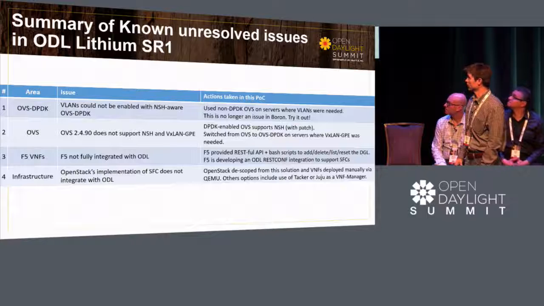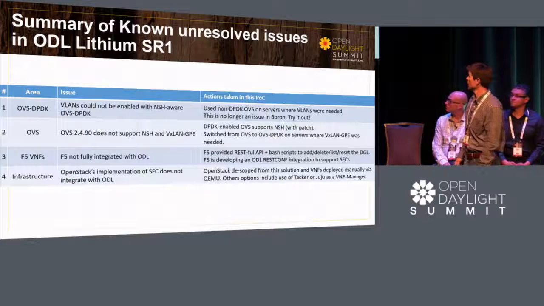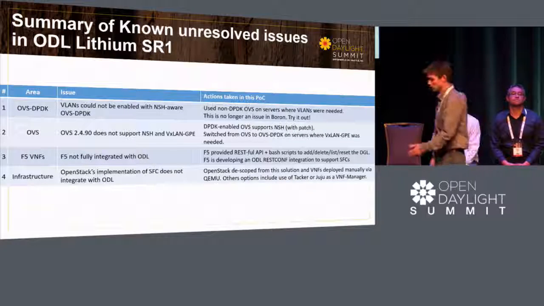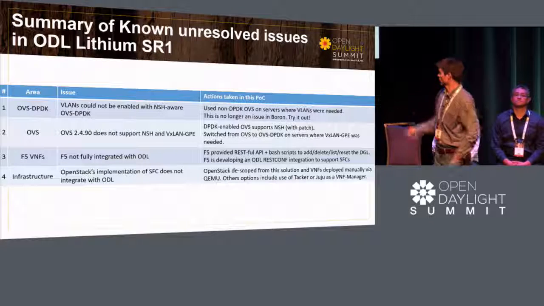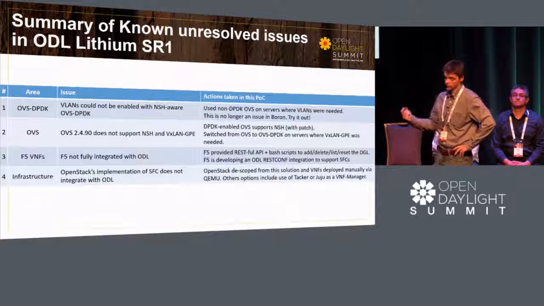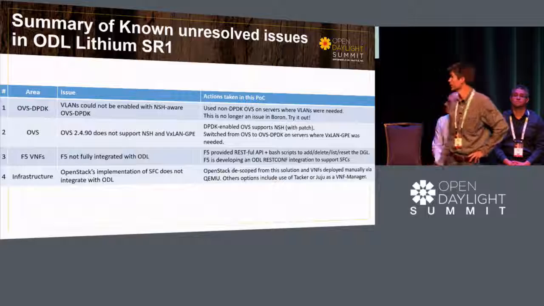Next one there, OVS 2.4.9 didn't support NSH and VXLAN DPE. So we used DPDK-enabled OVS that supported the NSH patch. And we switched to the different OVS versus OVS DPDK on the servers where we needed to use VXLAN DPE.